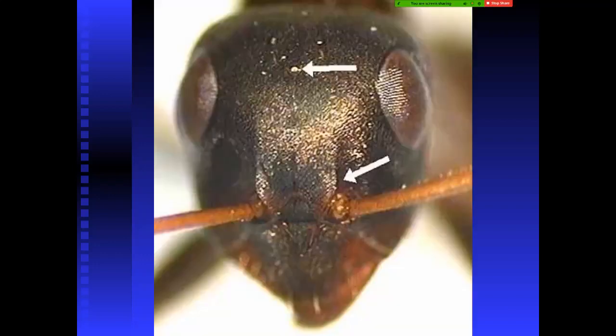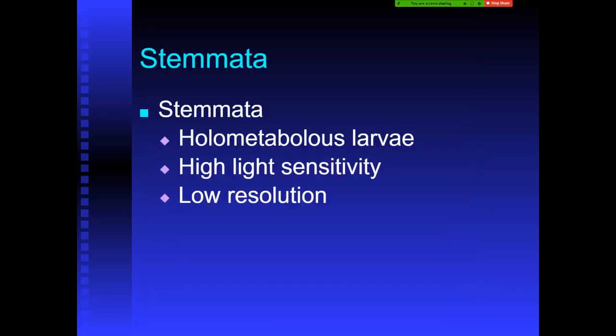So this is ocelli right here. So here's compound eyes, and then those little dots are the ocelli that help with light detection. And then stemmata is like a circular group of ocelli, I believe. Let me double check that.